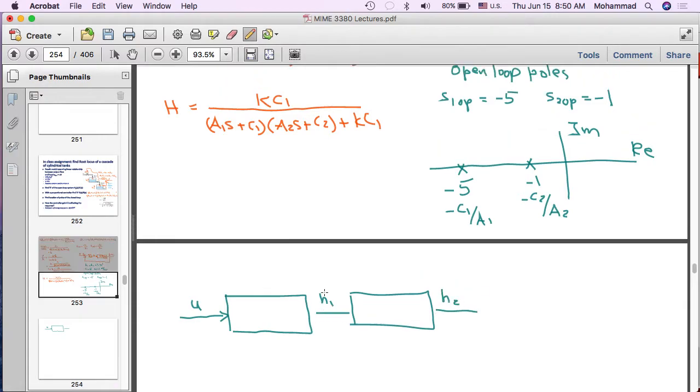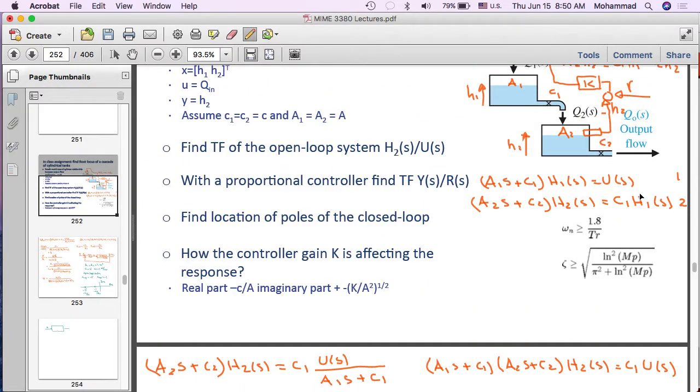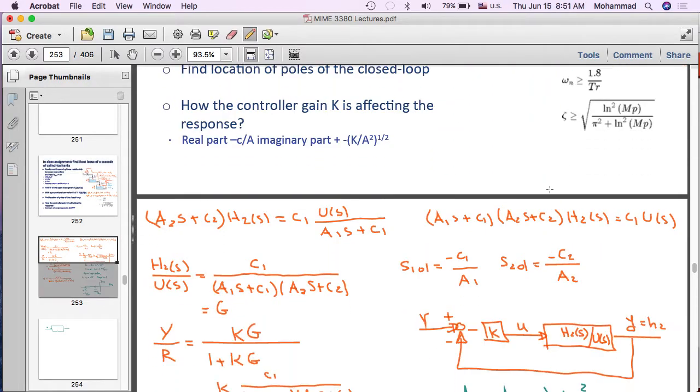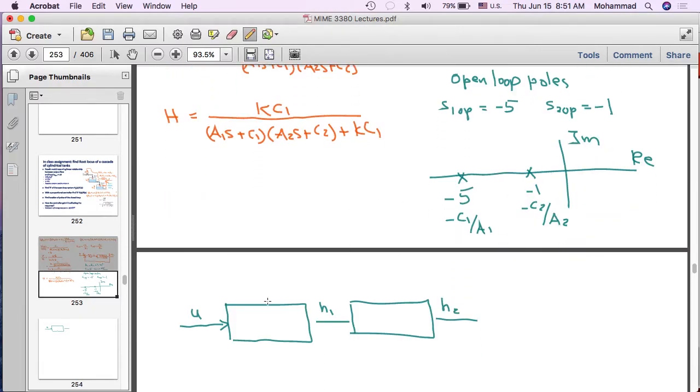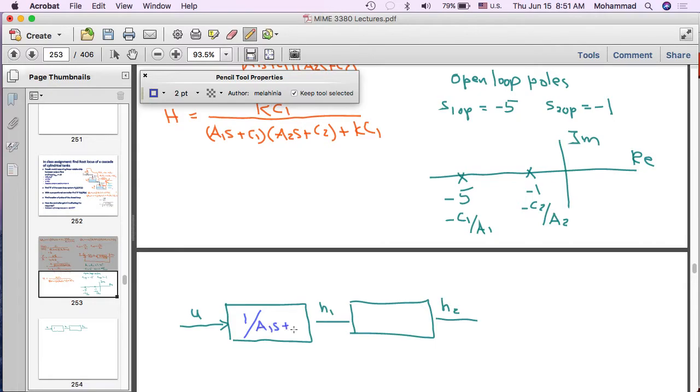So what needs to go in the first block? Look at what we found in equation 1. In the first block, it is the ratio of U as input, H1 as output. So it is 1 over A1S plus C1. That is the transfer function between U and H1.